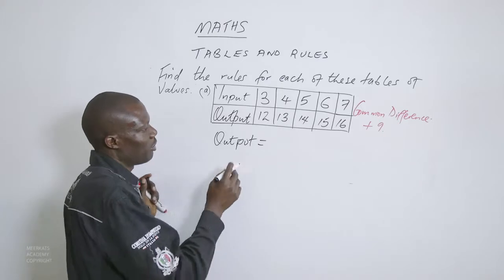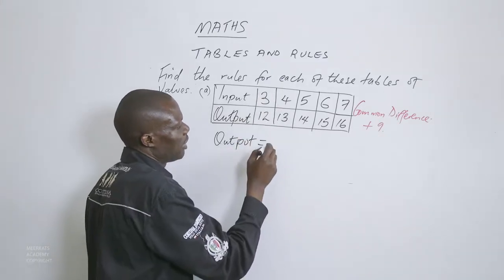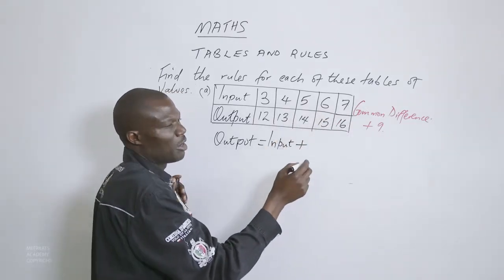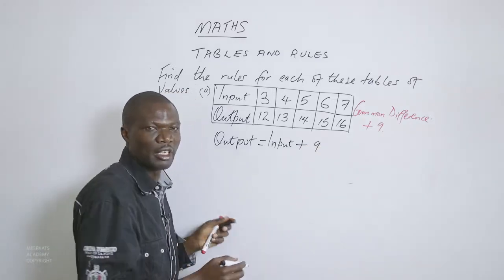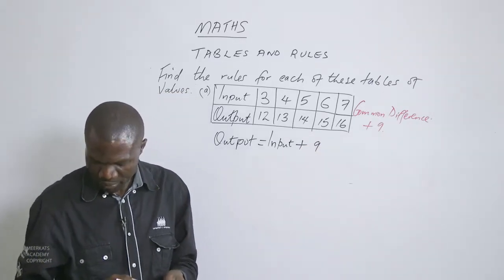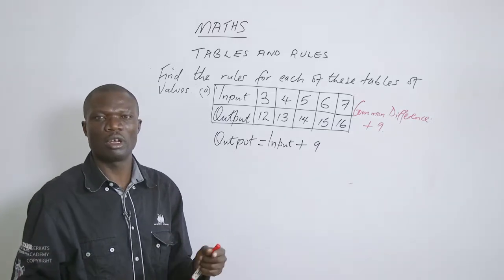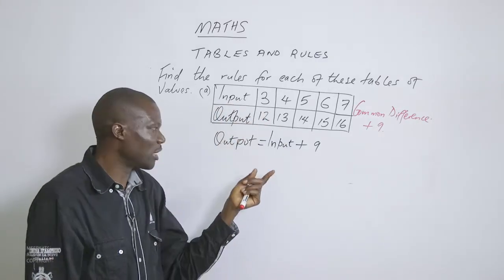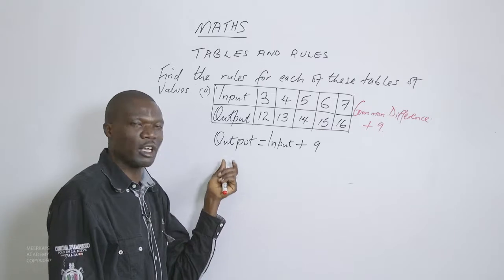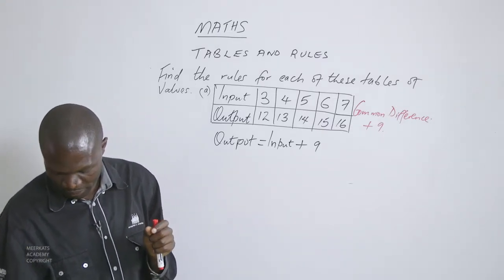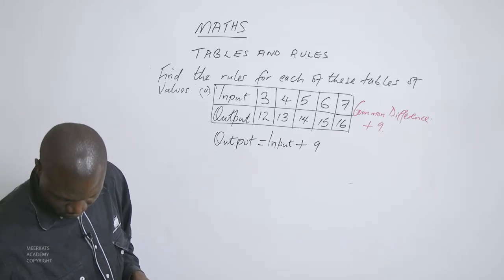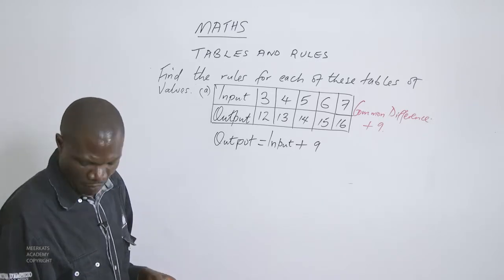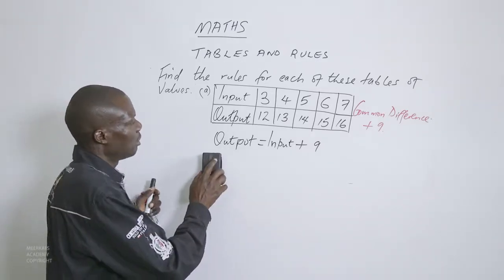Therefore, we can now write the rule. The rule is input plus the common difference of 9. Why does this become the rule? It is because at any given point where the input is varying, there is a constant increase of 9 to arrive at the output. Now, next table.